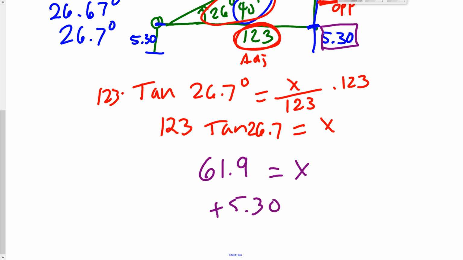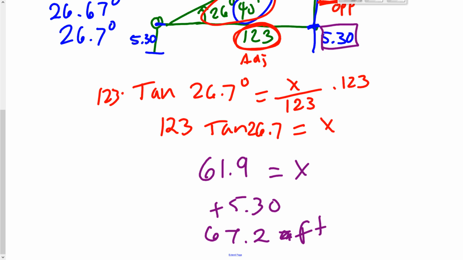So we get 67.2. So there is the height of the flagpole, and that's feet, right? And that kind of makes sense. I'm 123 feet away. Kind of makes sense. You know, it's not outrageous, right?